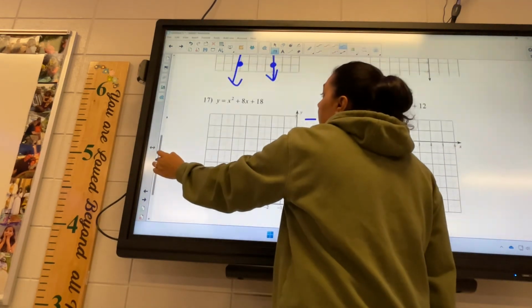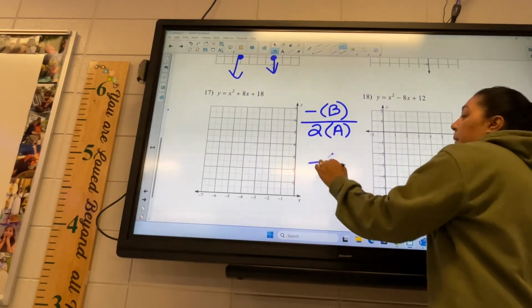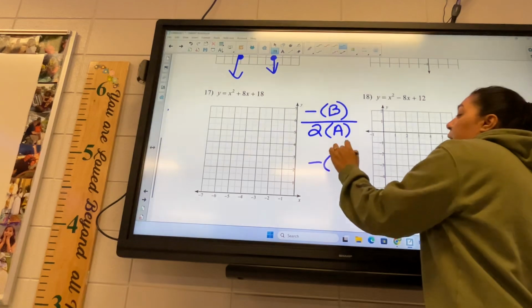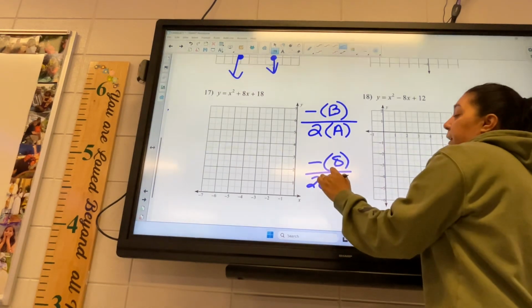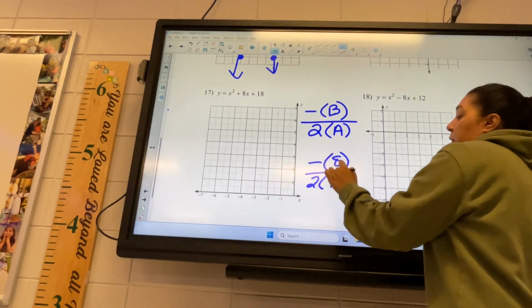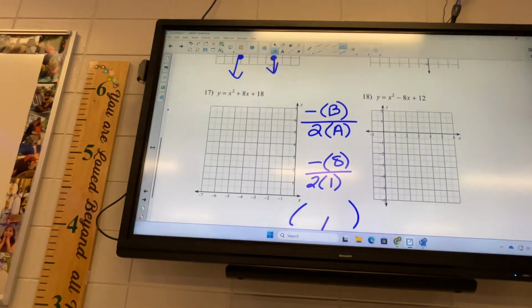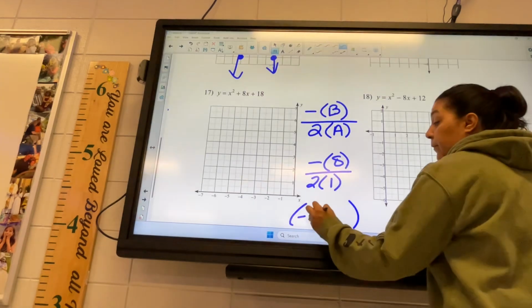Okay, what's my b on 17? What's my b? 8 over 2, what's my a? 1. Okay, so you're going to type that in your calculator and see what you get. -8 over 2, and then a 1. What do we get for that? -4. So -4 is going to go here.